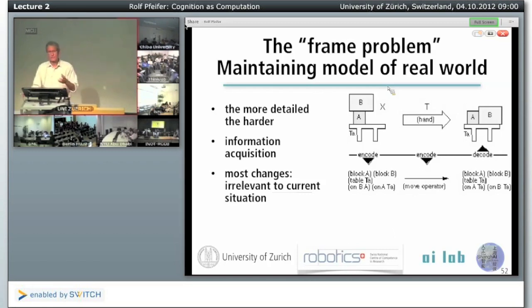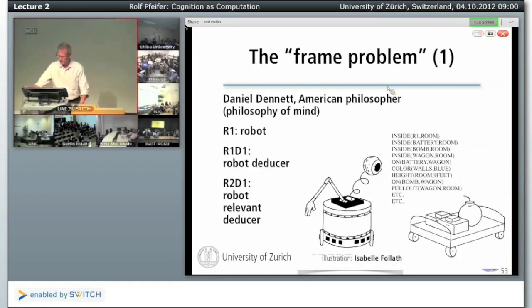So, for example, take a GPS that contains also information about traffic jams. Well, that changes almost from 1 second or 1 minute to the next, right? So you need to acquire this information. So that's the frame problem. How do you keep the model in tune with the real world? It's also about what's called side effects. And maybe I can just briefly explain this.